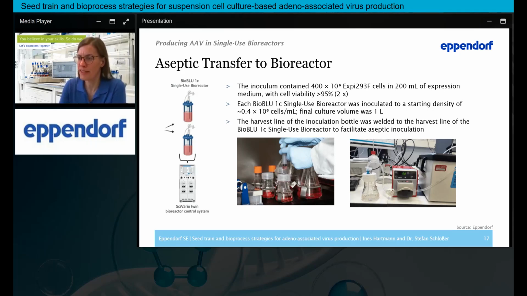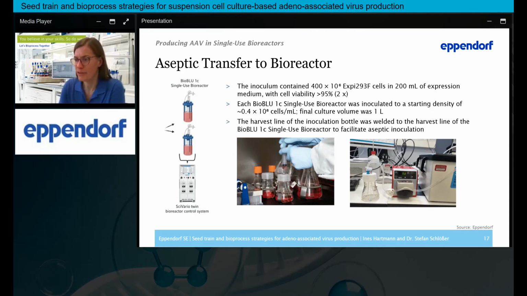And we had 400 million cells, XB293F, in 200 ml with a cell viability of more than 95%. And we inoculated each BioBlue single-use bioreactor with a starting density of 0.4 million cells per milliliter, and the final volume was 1 liter. What is standard, we use these flasks, which you can also use in an unsterile environment. With a transfer cap, I think it's a standard method to weld the line of the bottle to the harvest line of the bioreactor.